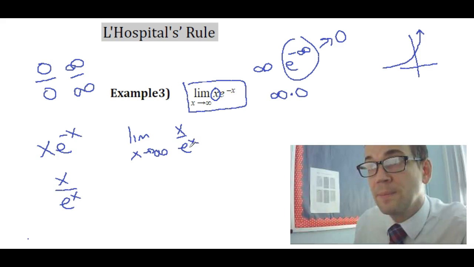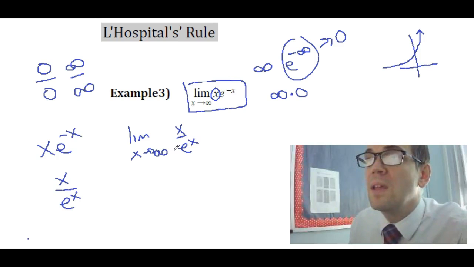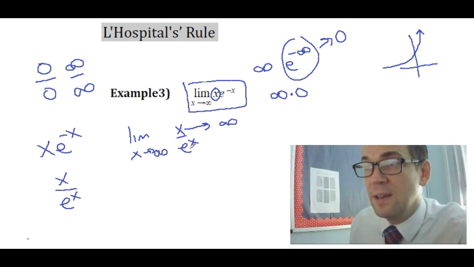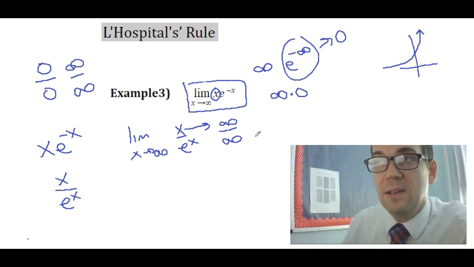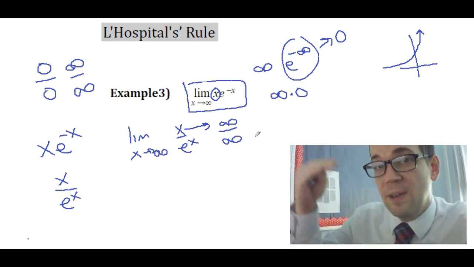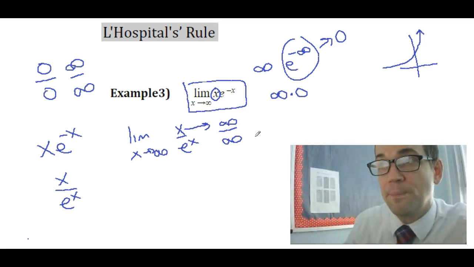So this is going to be equivalent to the limit as x approaches infinity of x over e to the x. So what happens? If x goes to infinity, this goes to infinity. What happens with e to the infinity? That's also infinity. So I do have L'Hopital's form of infinity over infinity as an indeterminate form, and I can apply the rule.